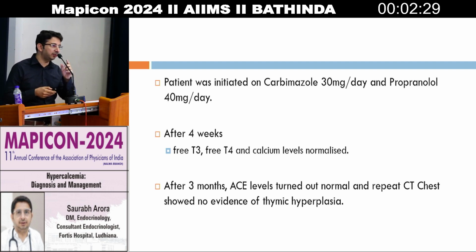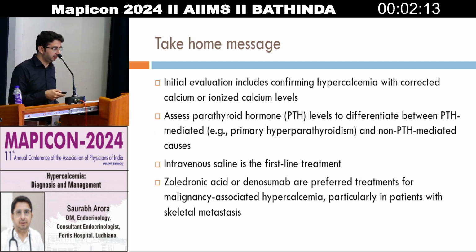So the lesson we learned from this case was that ACE levels can be elevated in patients with thyrotoxicosis, and even thymic hyperplasia can occur in these individuals, which reverts back to normal after the treatment of hyperthyroidism when the patient returns to the euthyroid state. So the take-home messages include: initial evaluation should include confirming hypercalcemia with corrected calcium or ionized calcium, followed by assessing PTH level to determine whether it is PTH dependent or independent hypercalcemia.